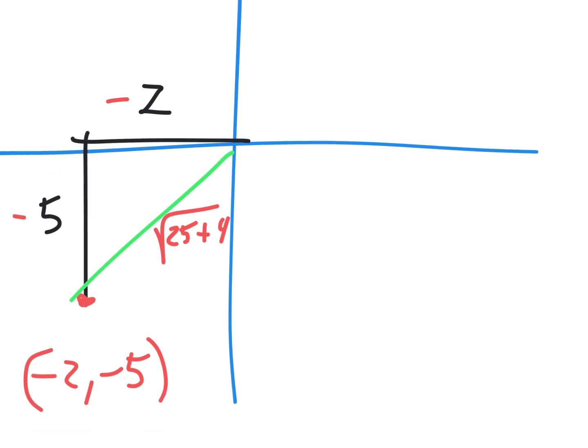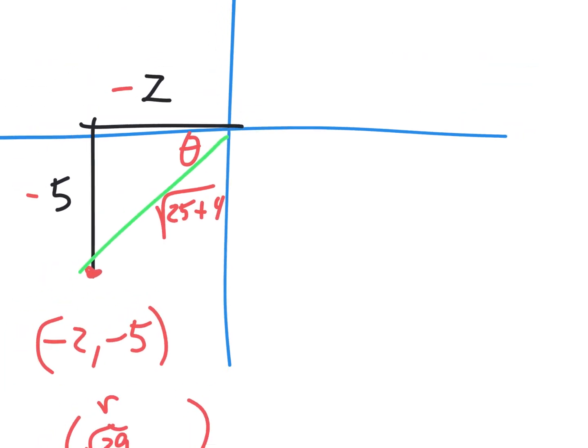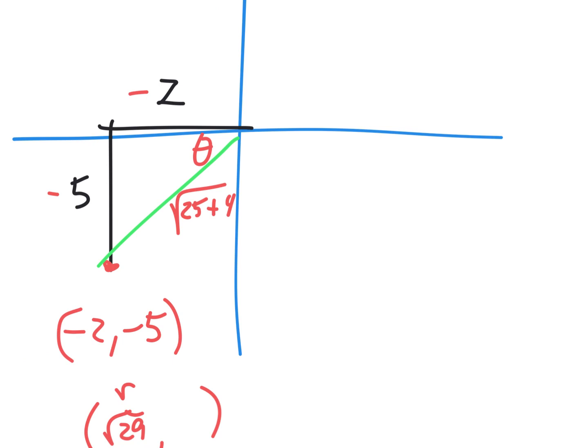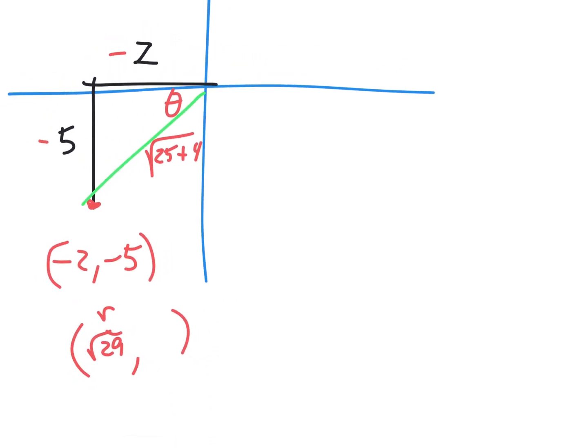Okay, good. So then my first part of my point is always the r, and that is square root of 29. And then there's my theta. Has anybody memorized the -2, -5, square root of 29 triangle? Probably not. So then you use inverse tan, and you can just go straight there. If you can't go straight there, then you just write tangent and try to figure it out.